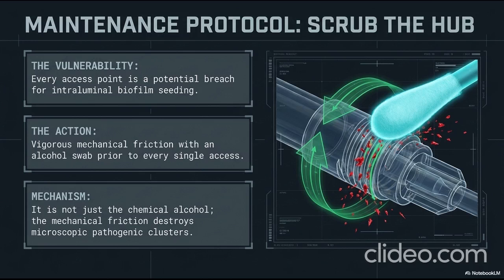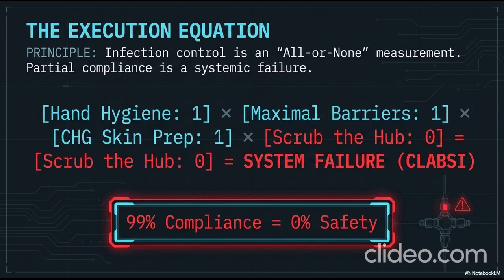Slide 11. The Execution Equation. Infection control is all or none. The execution equation proves that partial compliance is systemic failure. Hand hygiene 1 times maximal barriers 1 times CHG skin prep 1 times scrub the hub 0 equals 0% safety. One misstep means the system has failed.